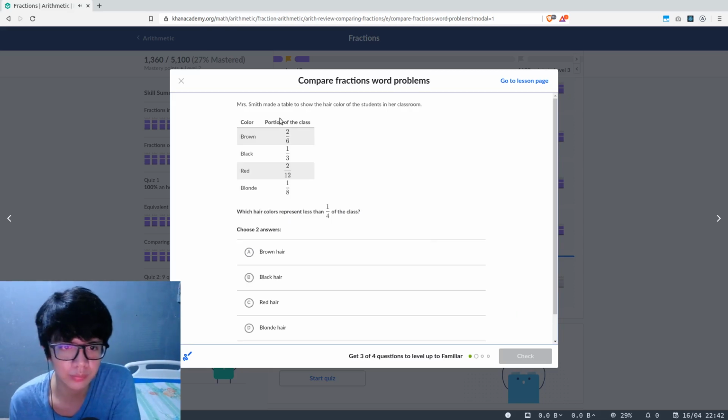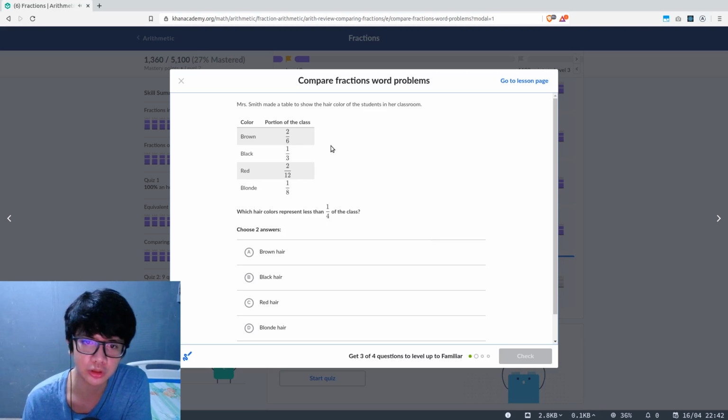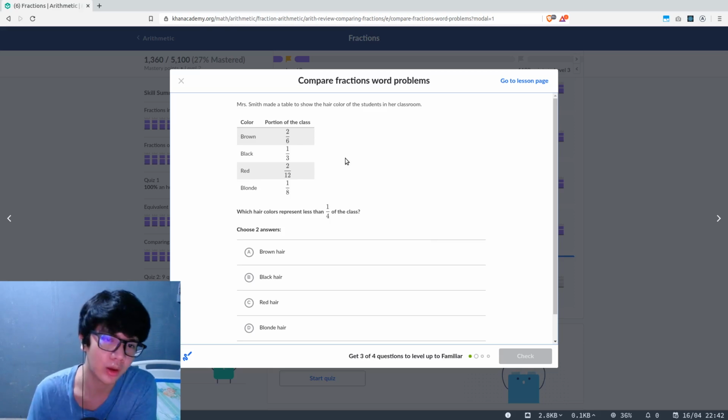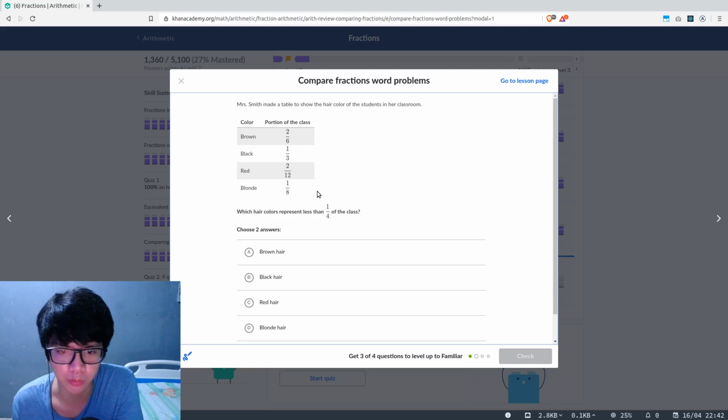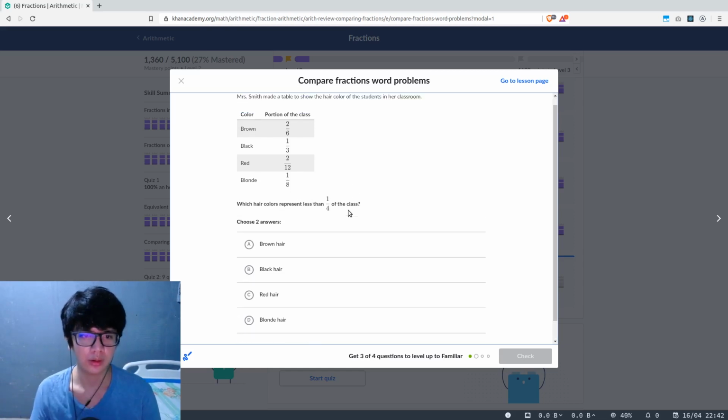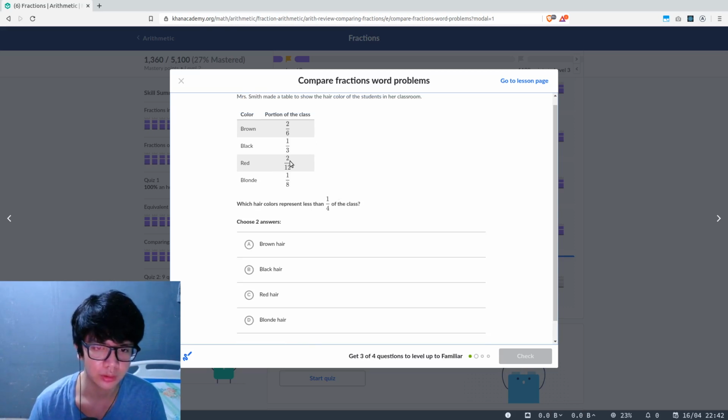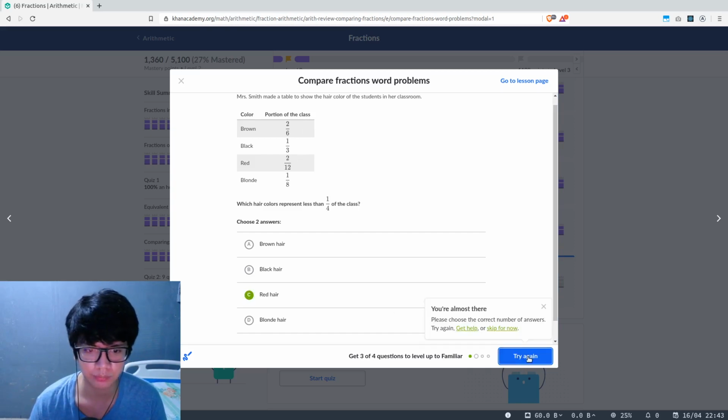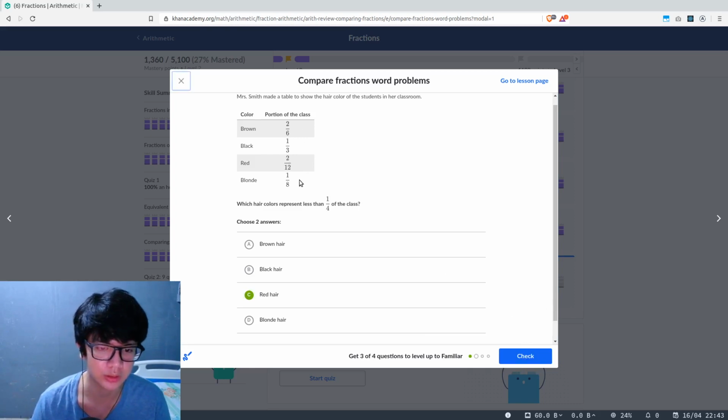That's correct. Mrs. Smith made a table to show the hair color of the students in her room. Which hair color represents less than 1/4 of the class? 2/12 is less than 1/4. It's red hair. There are two answers. 2/6 is not, it's 1/3. So 1/3, no. And blonde hair.